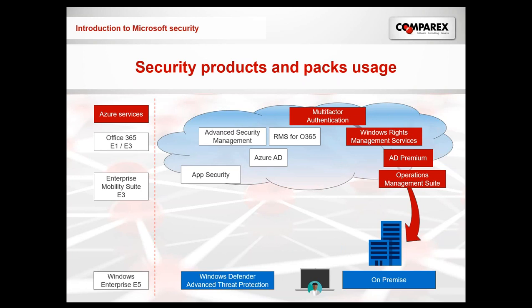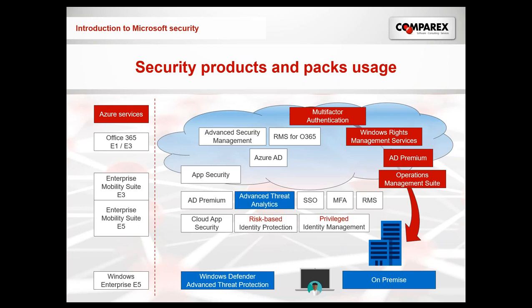Other features of Plan E3 consist of security products that could be used in a hybrid environment, and these are shown as being part of both Plan E3 and E5 on the slide. The products are Azure AD Premium, Advanced Threat Analytics, which is actually an on-premise solution, single sign-on, multi-factor authentication, and Windows Rights Management Services.